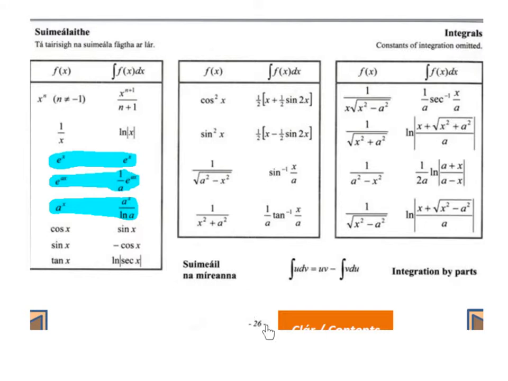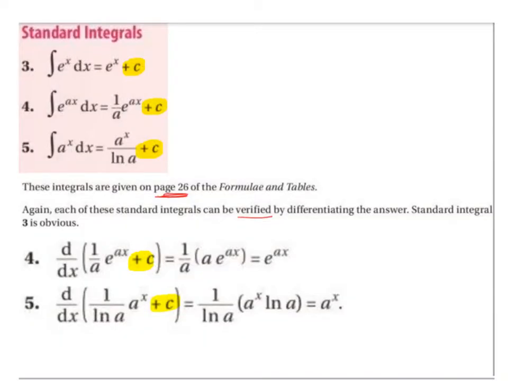So here we have page 26 of our formula book, and we can see these three integrals. Each of these standard integrals can be verified by differentiating the answer. Standard integral number 3 is obvious. And for number 4, d 1 over a e to the power of ax plus c dx is equal to 1 over a times a e to the power of ax, which gives us e to the power of ax.